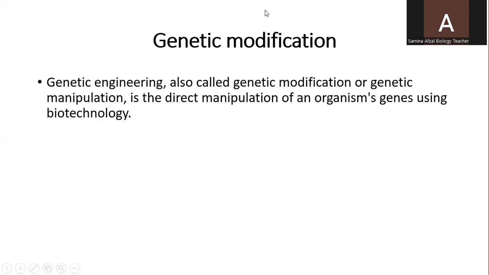So what is genetic modification? Genetic modification is also called genetic engineering and genetic manipulation. It is the direct manipulation of an organism's genes using biotechnology. Simply, we can say that genetic engineering is a process that uses laboratory-based technologies to alter the DNA makeup of an organism. So the DNA can be modified in this technique.